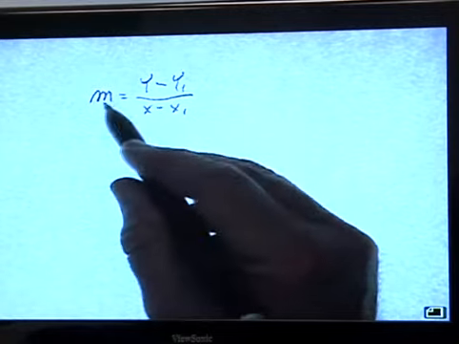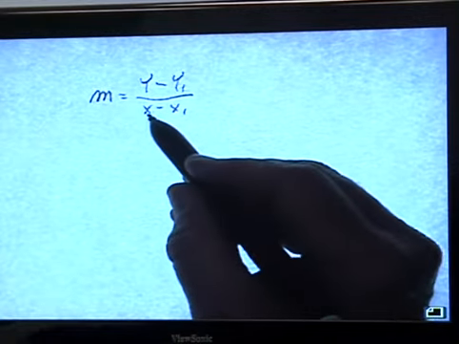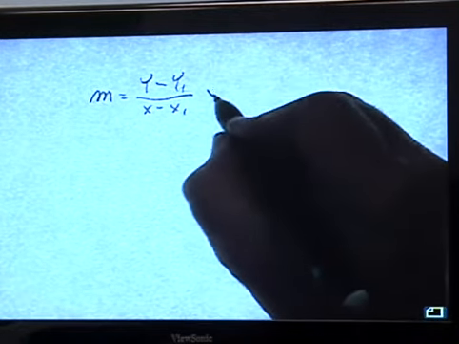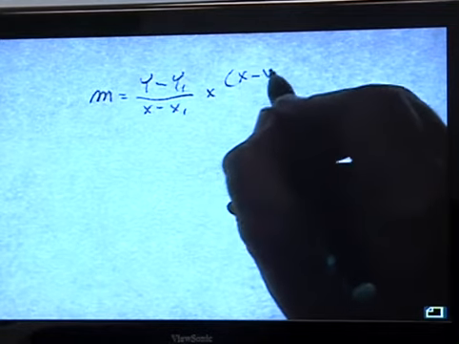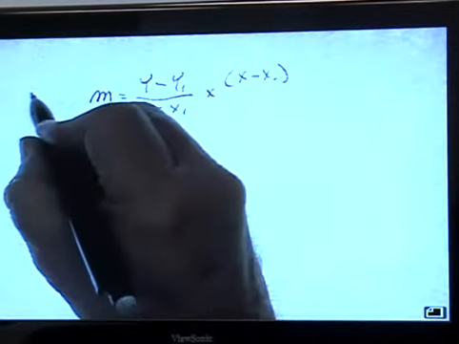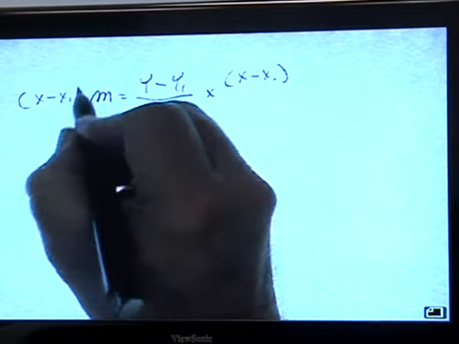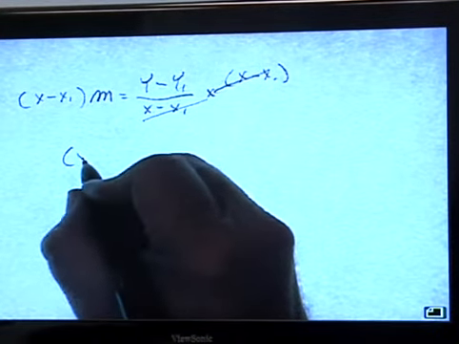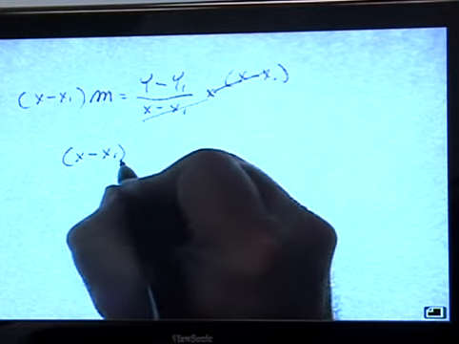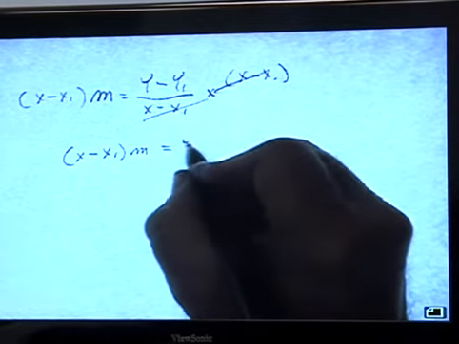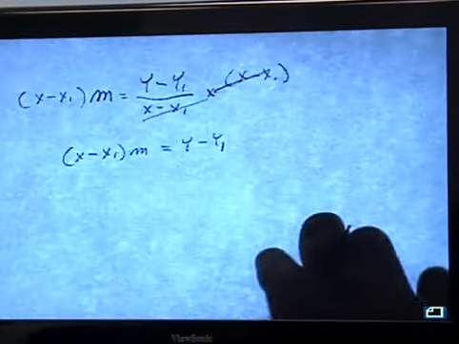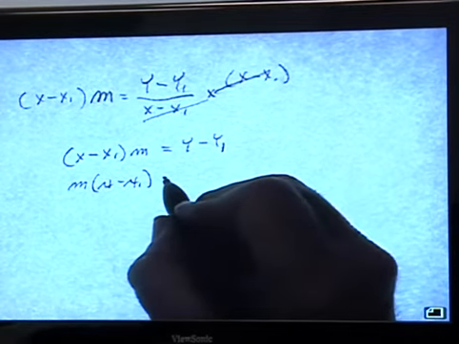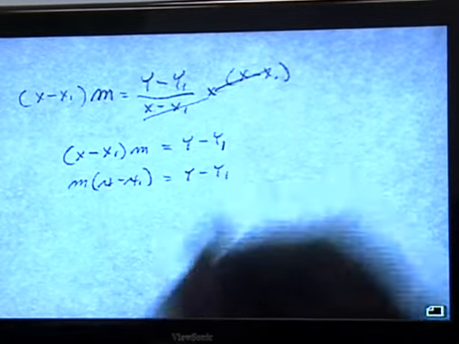Let's solve this for y. We'd multiply both sides by x minus x sub 1. If we multiply this side by x minus x sub 1, and we multiply this side by x minus x sub 1, this is going to cancel out, and we're going to get x minus x sub 1 times m equals y minus y sub 1. We could rewrite this as m times x minus x sub 1 equals y minus y sub 1.